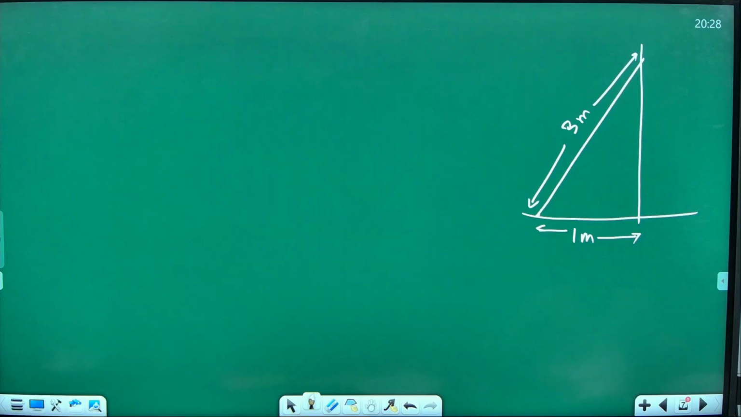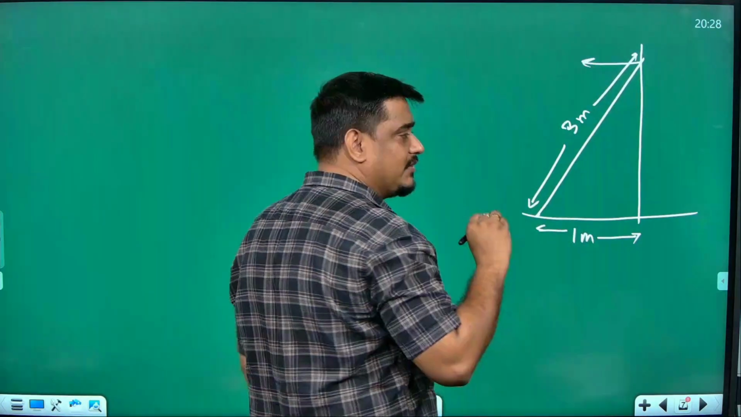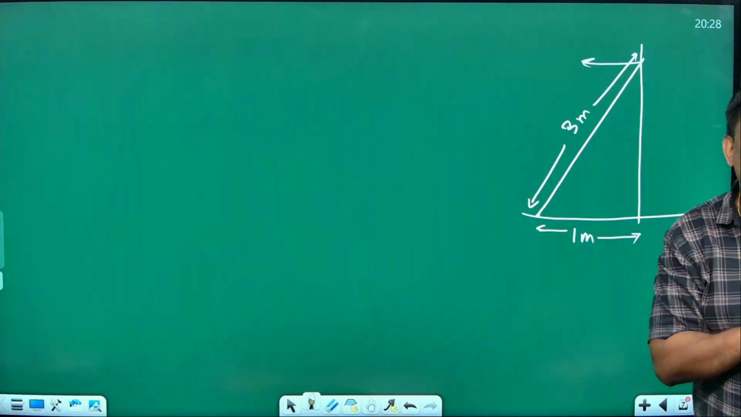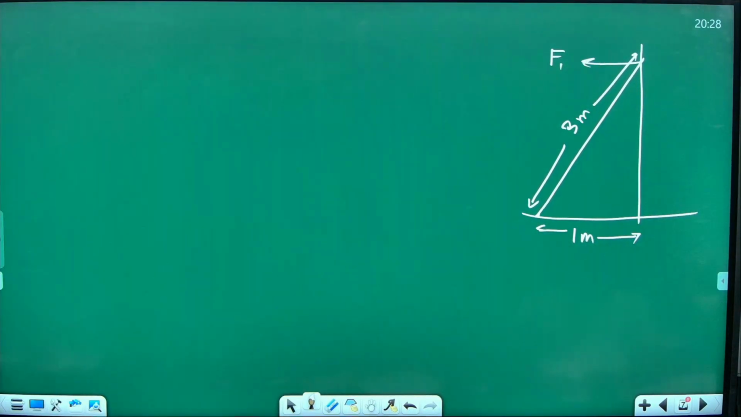What are they asking you to find? This wall will have a reaction here. Why? Because there is no friction involved in the wall. This they have asked you to find as F1.